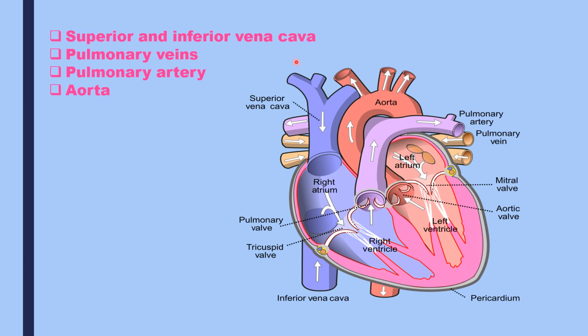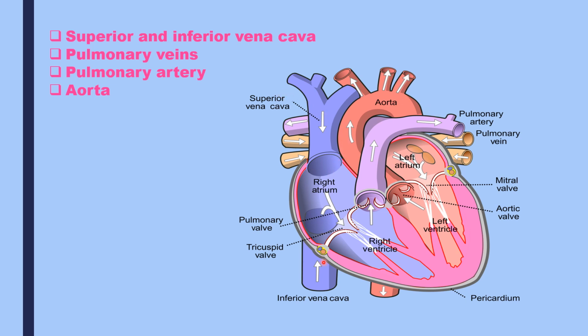After learning about the heart and blood vessels, we shall now be learning about the blood vessels that enter the heart and leave the heart. This is the structure of the heart. We know that the heart is divided into 4 chambers: the right atrium, the left atrium, the right ventricle, and the left ventricle. So there are various blood vessels which bring blood and which take away blood from the heart.